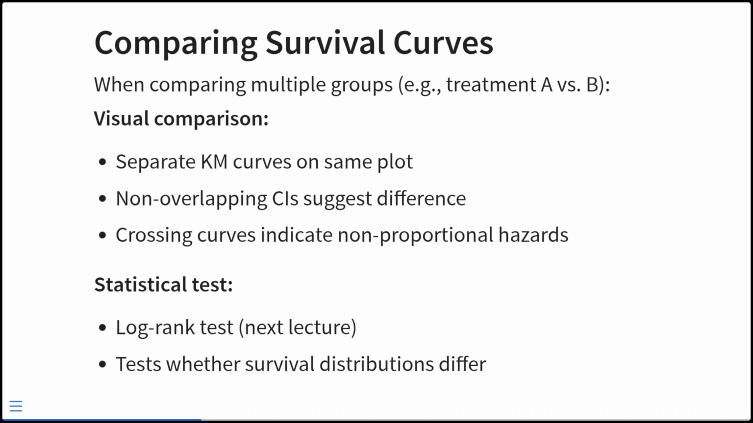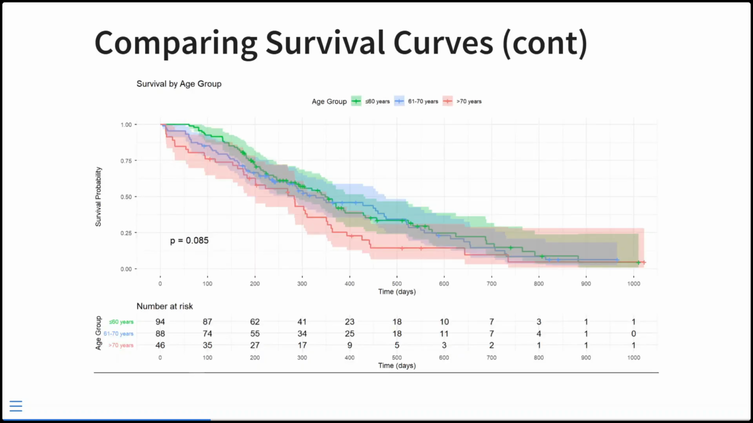So anytime you have a crossing curve, that is a curve that instead of overlapping, it crosses, then you have non-proportional hazard. Statistical tests they can also use to compare survival curves is log rank tests, which test whether survival distributions differ. If you look at this curve now, you can see we have overlapping curves, and not just overlapping, we also have crossing, like that crossing.